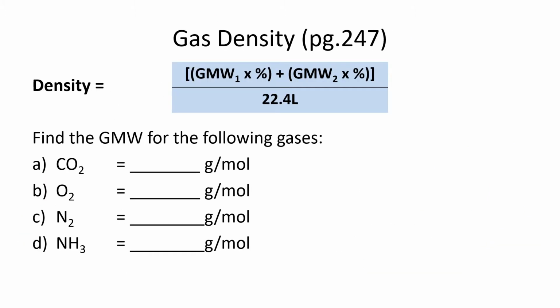Gas density. So one thing to know is the ideal gas law. For 1 mole of gas, and this is at STP, standard temperature and pressure, the volume that it will occupy is 22.4 liters. First of all, Mr. Dang, what the heck is a mole? What's a mole?